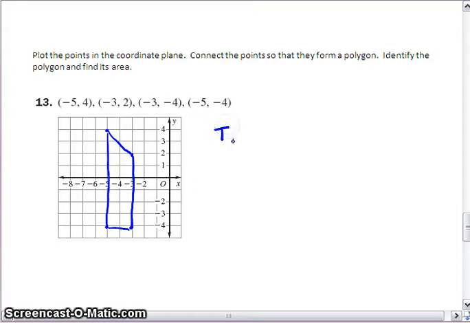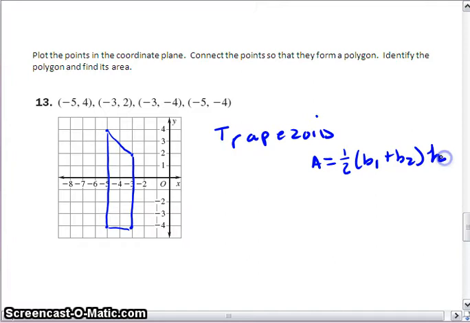So we're going to start by saying this is a trapezoid. Okay, now I need to find the area. So I'm going to take 1/2 of base 1 plus base 2 times the height. Alright, I need to figure out what my base 1 is. This is base 1, this is base 2, and this would be my height.